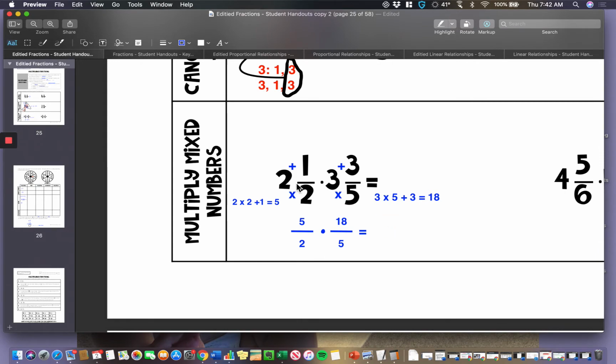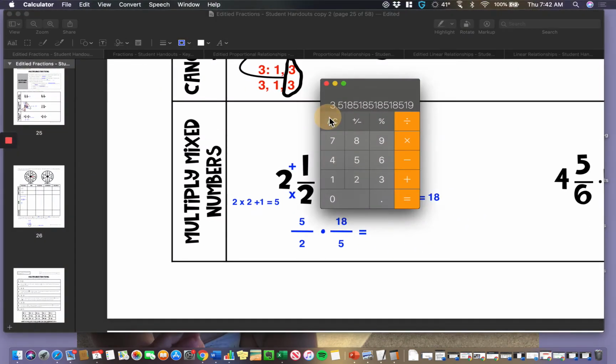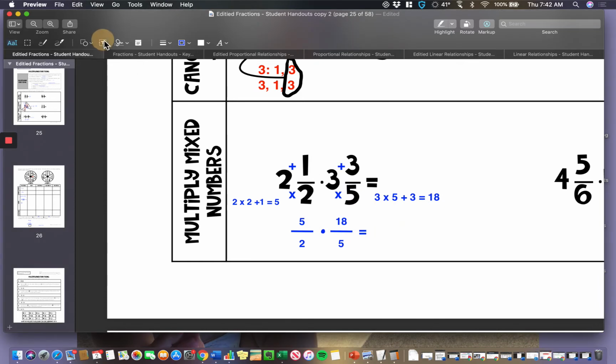So I'm going to have 5 times 18, which is 90. And then I'm going to have 2 times 5, which is 10. Now this is actually an improper fraction.